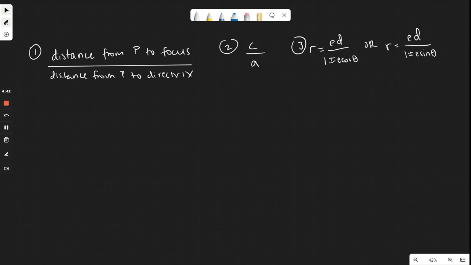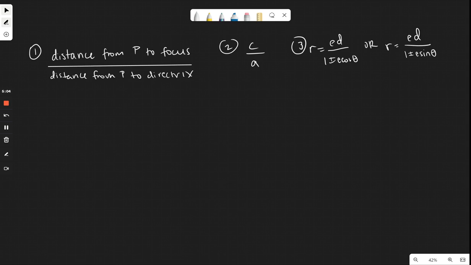Way 3 is this. Sometimes you'll see conics in polar form where they'll have numbers, and they'll have some trig function on the bottom. If they ask you to find eccentricity, you probably want to get it into a form that looks like this, and then you can easily calculate eccentricity. And I'll show you examples of all of these.